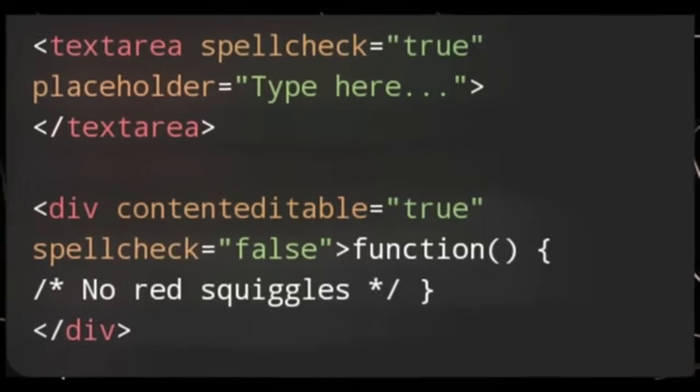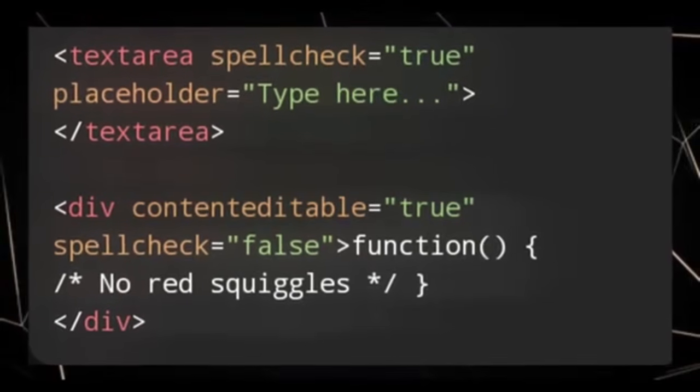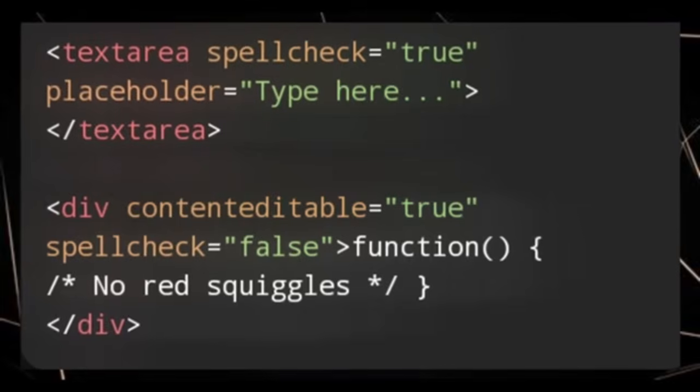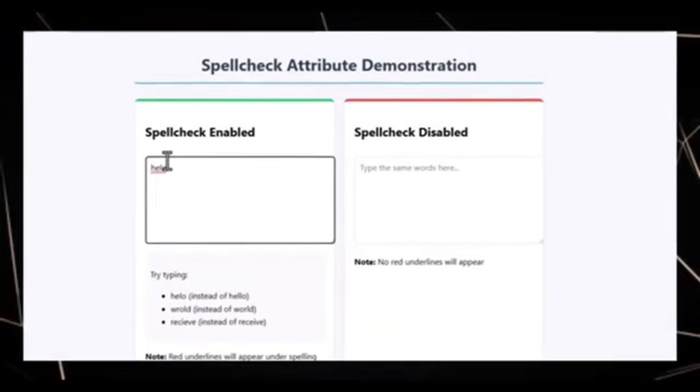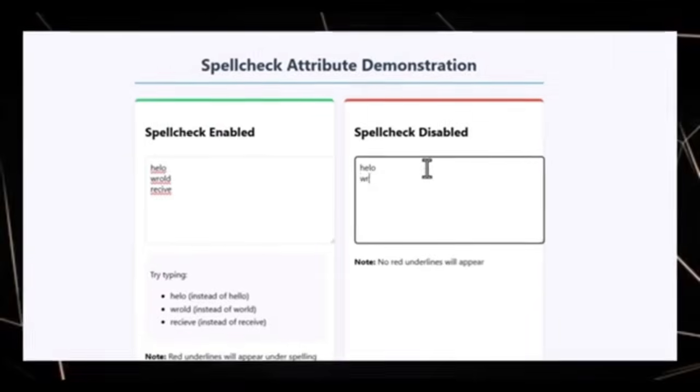Number 6, free spell check. Just add spellcheck equals true to text areas or contenteditable divs. Red squiggly lines will appear for typos, no plugins needed. Turn it off with spellcheck equals false for code editors.